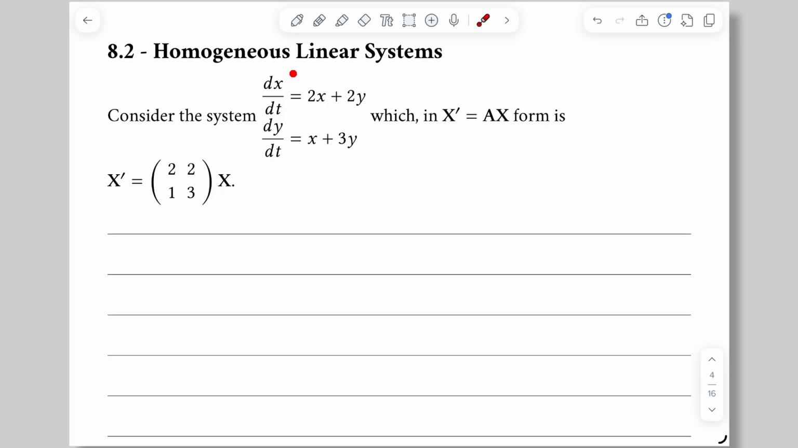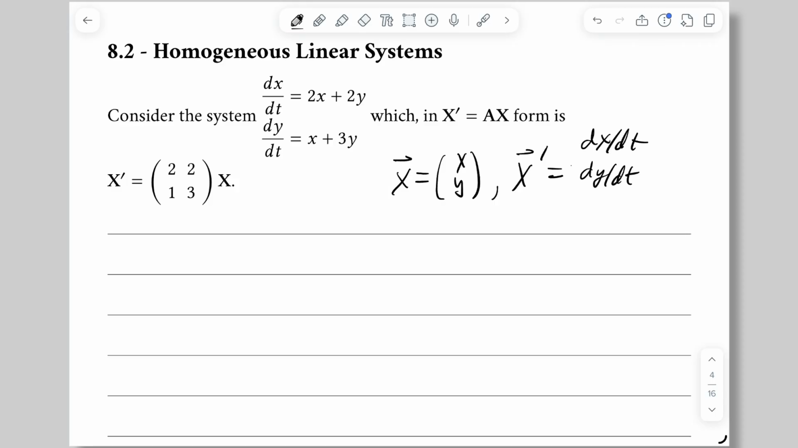We have a system dx/dt equals 2x plus 2y, dy/dt equals 3x plus 3y, which can be represented as the matrix equation x prime equals the 2 by 2 matrix [2, 2; 1, 3] times x. X, the vector on the right, is the column vector (x, y), and x prime is the column vector of derivatives, dx/dt and dy/dt.